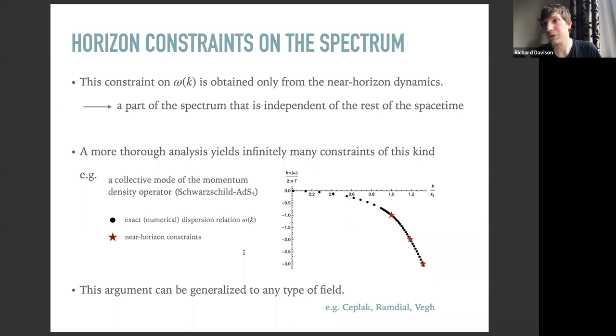Okay, and so let me make these two points. The first one here: a more thorough analysis, I've just presented the simplest possible thing here, actually gives you infinitely many constraints of this kind. So to the person who just asked that question, yes, by looking at higher order terms in this expansion, at each order you get more and more of these constraints. And actually you get infinitely many of these constraints if you looked at infinitely many orders in your near horizon expansion.